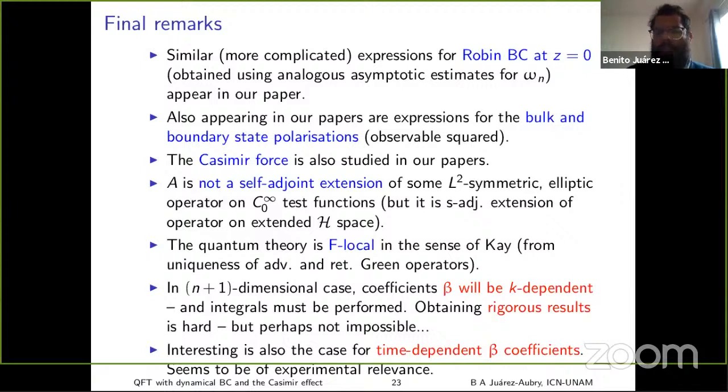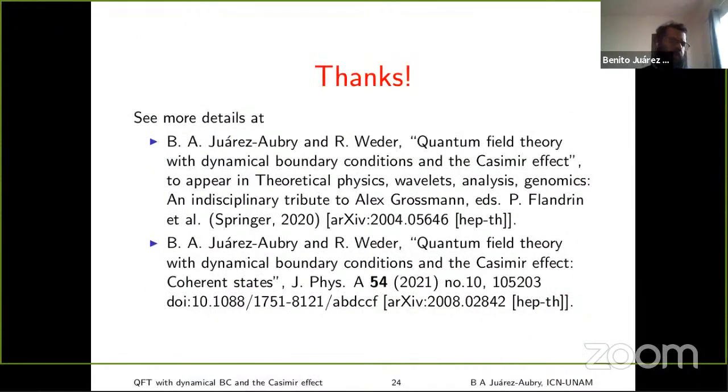And it's also interesting to think of time-independent beta coefficients. This seems to be of experimental relevance for the dynamical Casimir effect, let me say. So I'll leave you there with it, and thank you. These are the papers that we have written if you're interested in having a look.